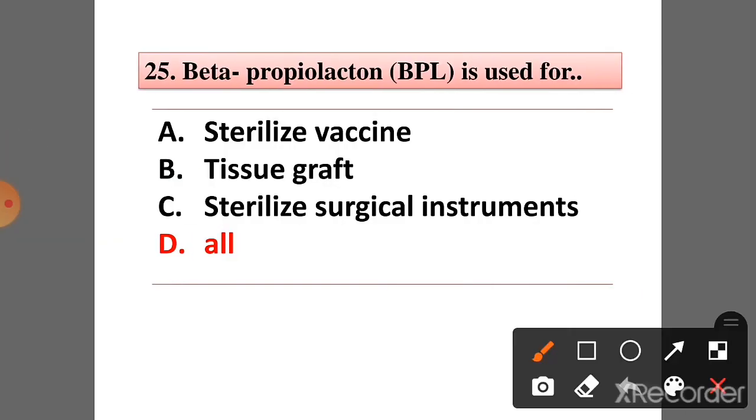Question 25. Beta-propiolactone is used for option D, all. Sterilized vaccine, tissue graft and sterilized surgical instrument.